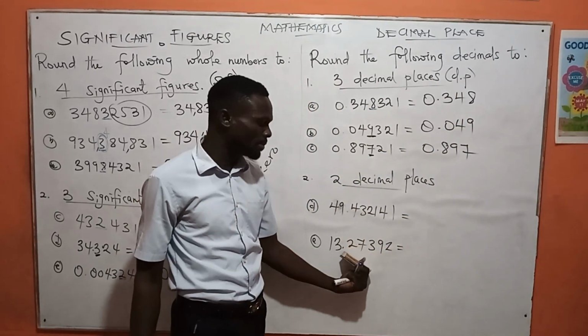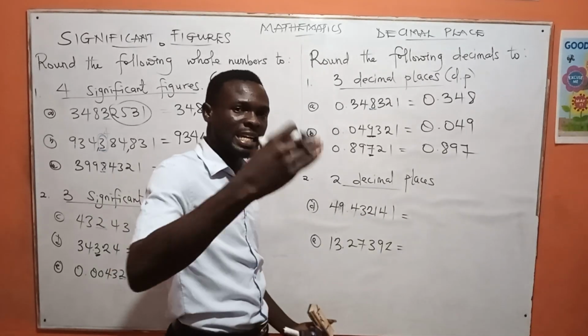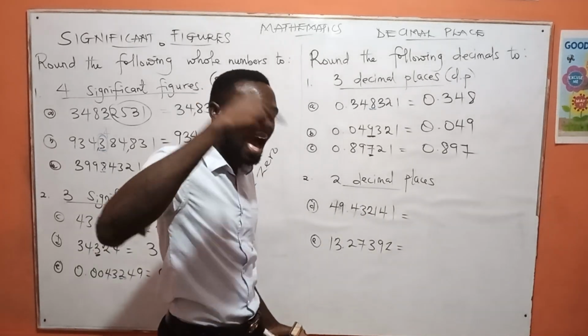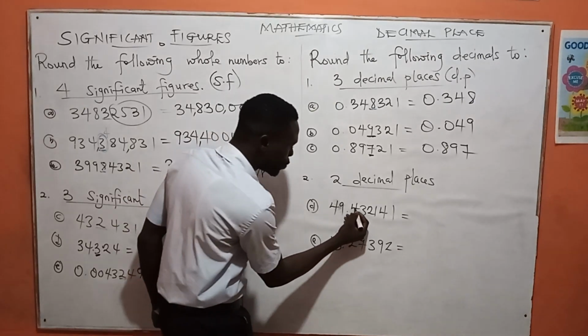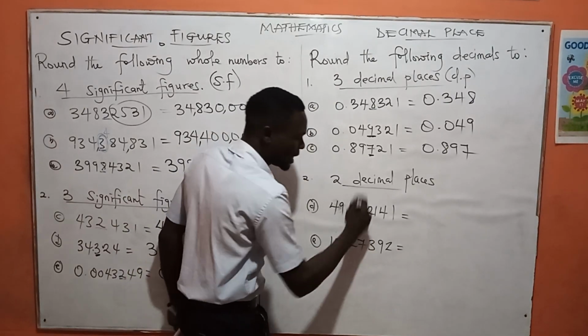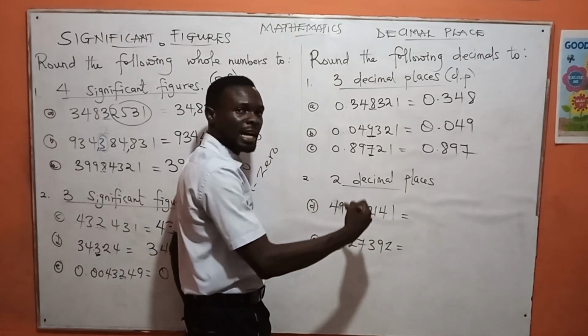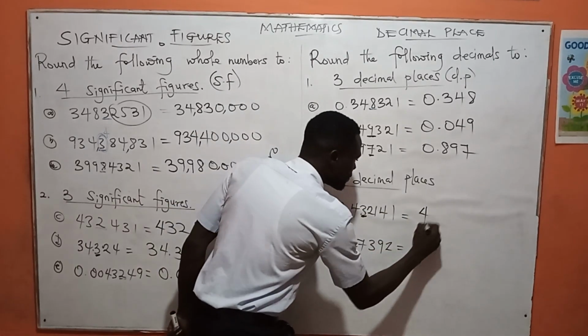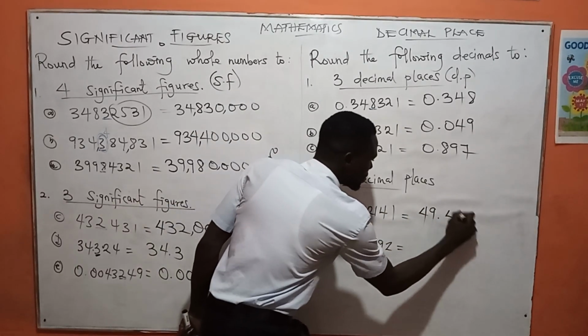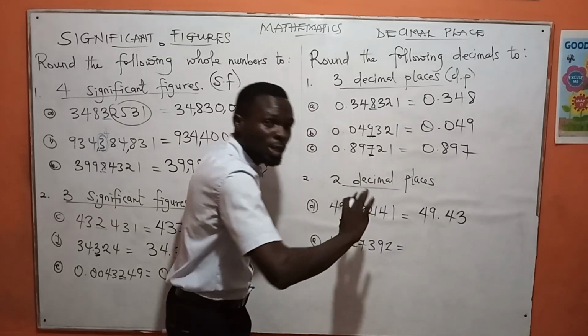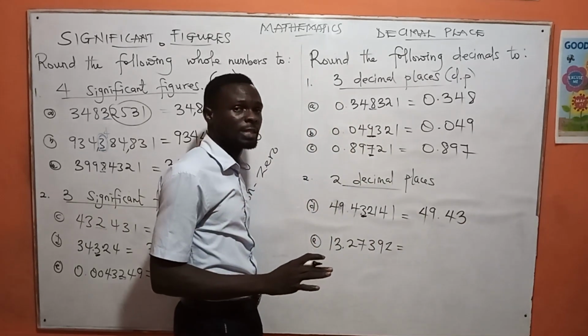Then we have 2 decimal places. There should be 2 numbers after the decimal point. So we have 1, 2. This is the number. The number on the right is 2, which is less than 5. So we have 49.43. We should get only 2 numbers after the decimal point.